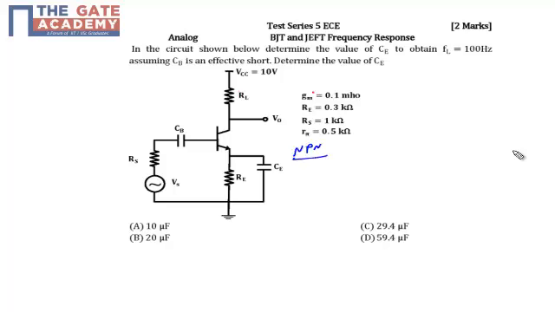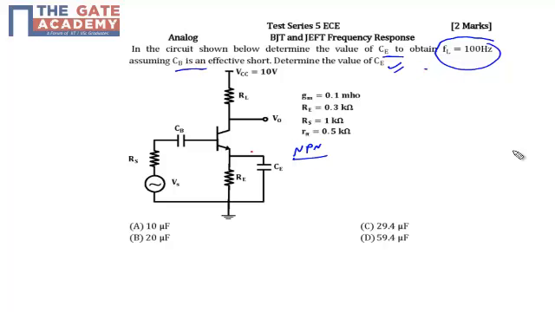it is told that CV is effectively short circuit in the mid-band frequency response, and C is basically finite, and it is also given that the lower cutoff frequency of the circuit is 100 Hertz. Okay, so we need to find out the value of C, such that the lower cutoff frequency of the circuit will be 100 Hertz.